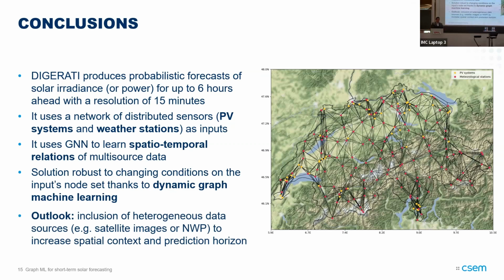As I said, one of the outlooks is to include other heterogeneous data sources, such as numerical weather predictions or satellite images, to extend both the spatial context and to increase the prediction horizon.